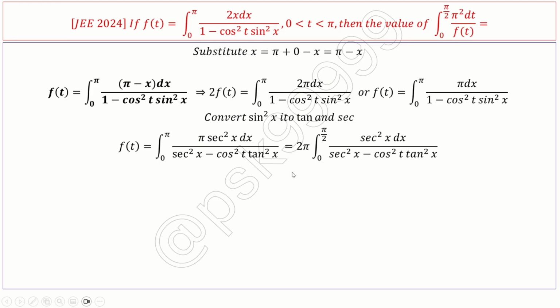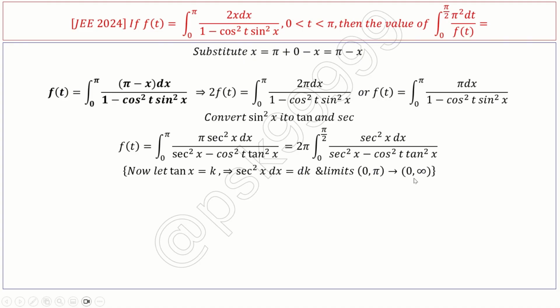This is a follow up actually. Always change the limits like this, because this is an even function and it is difficult to apply limits later. So convert into this, it is easy. 2 times pi, integration from 0 to pi by 2 of secant square x dx divided by secant square x minus cos square t tan square x. Now you take tan x as k, since t is already there. Secant square x dx is dk.